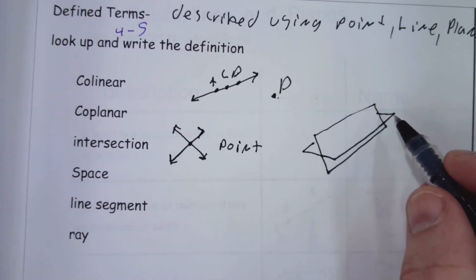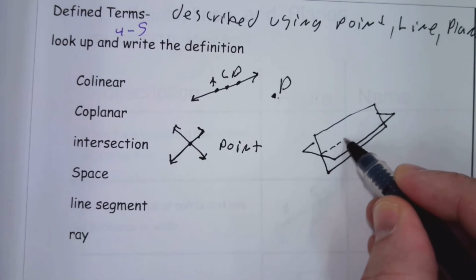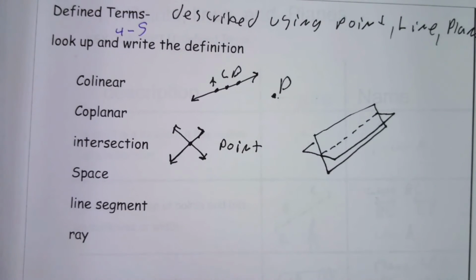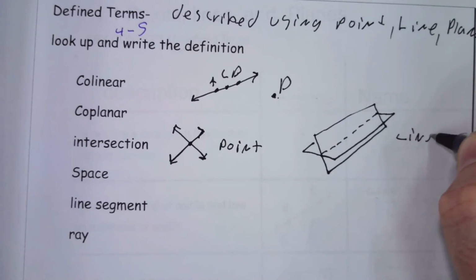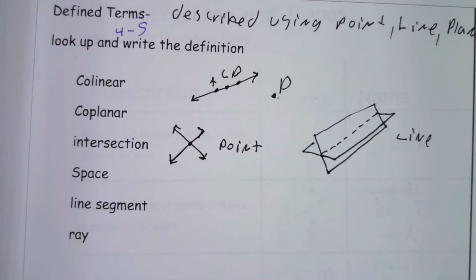Two planes are going to intersect at a what? A line. And we can look at that in this room. Look at where the walls meet. I'll get up, and you can't see it on camera, but look at where the walls meet. Like this wall meets this wall, right? And so that's kind of like a line, right?